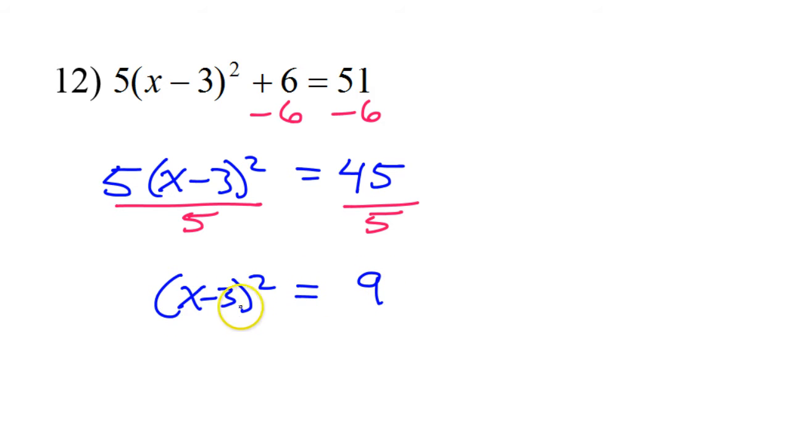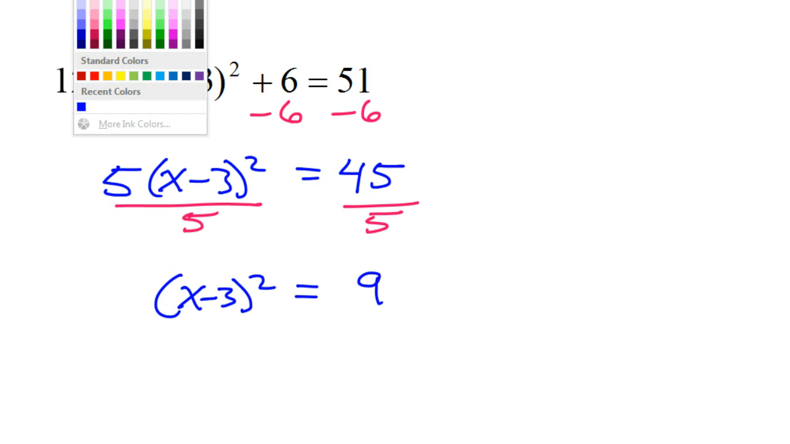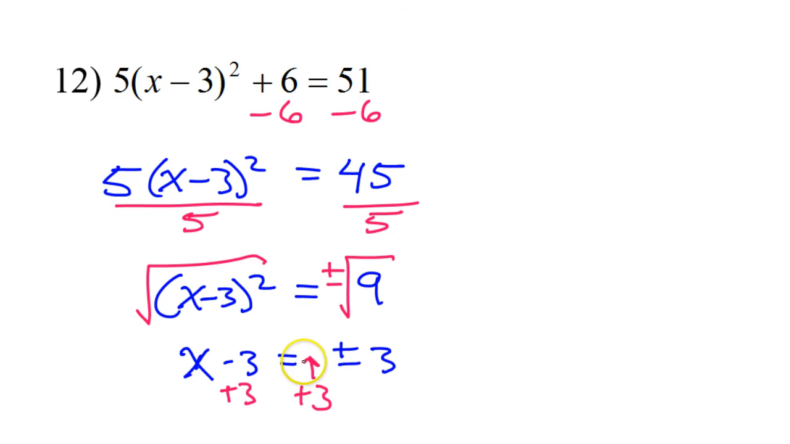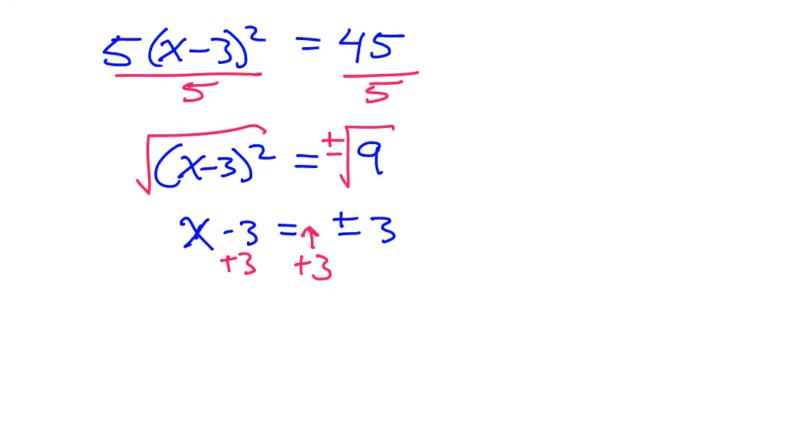Do not try to square these pieces. If you want to unsquare this, you need to do the square root. So that's going to give us x minus 3 is equal to plus or minus 3. Of course, to get that x by itself, we need to add 3 to both sides. But put it in the front. Okay, so that's going to give us x is equal to 3 plus or minus 3.